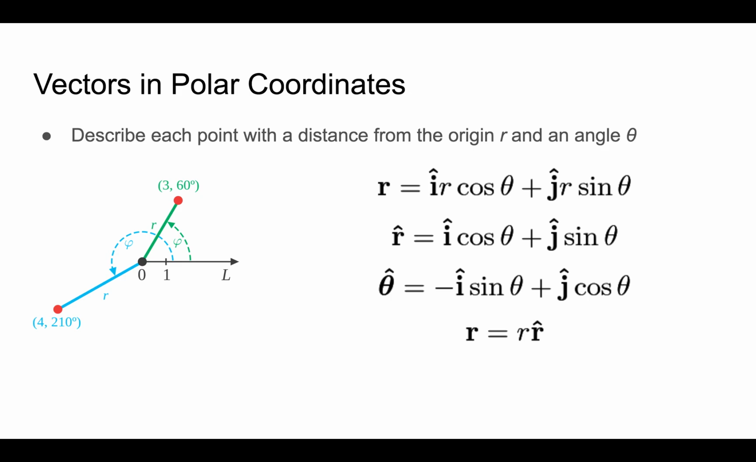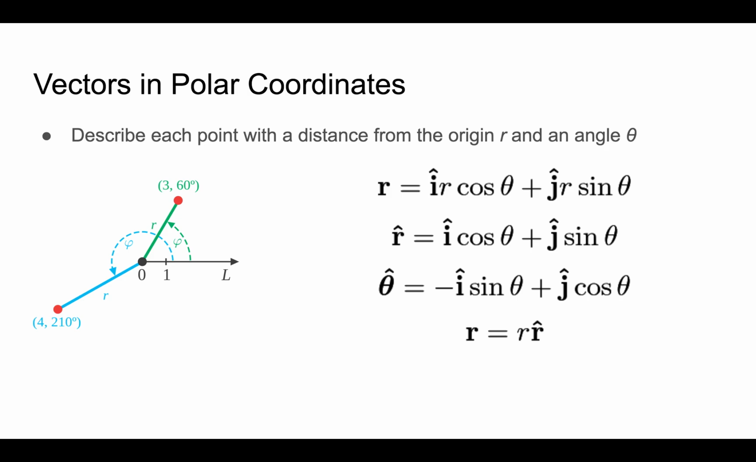And here we show how to write a vector r. R is what we're going to traditionally use to signify the position vector later on in this course. So we write r using the Cartesian unit vectors: i hat times the scalar r, which is the distance from the origin. Make sure not to confuse the vector r and the scalar r. So i hat times r cosine theta.